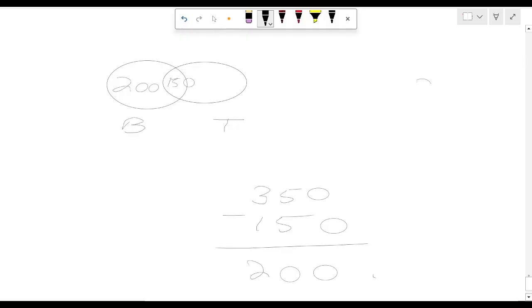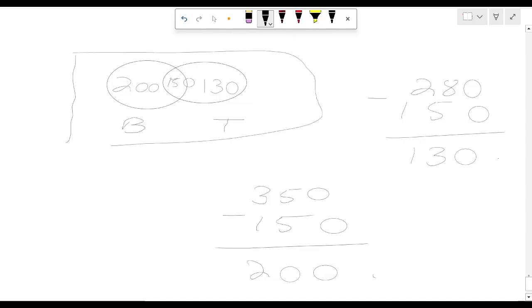And then for table tennis, I had 280. So if we subtract this with 150, we have 130 left. So I'll write 130 over here. And then I'll just draw the universal set. So this is the universal set, and then I'll showcase this by this.